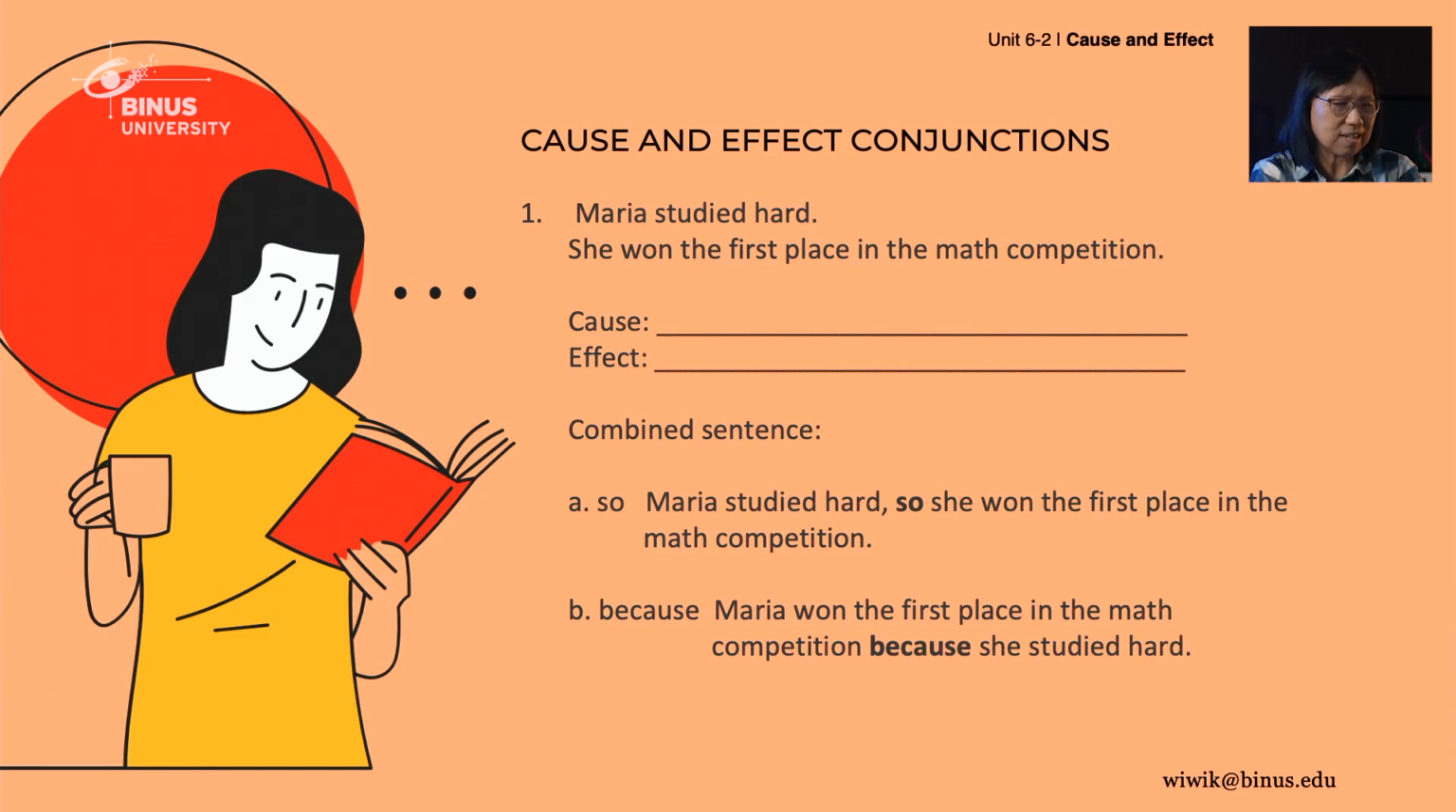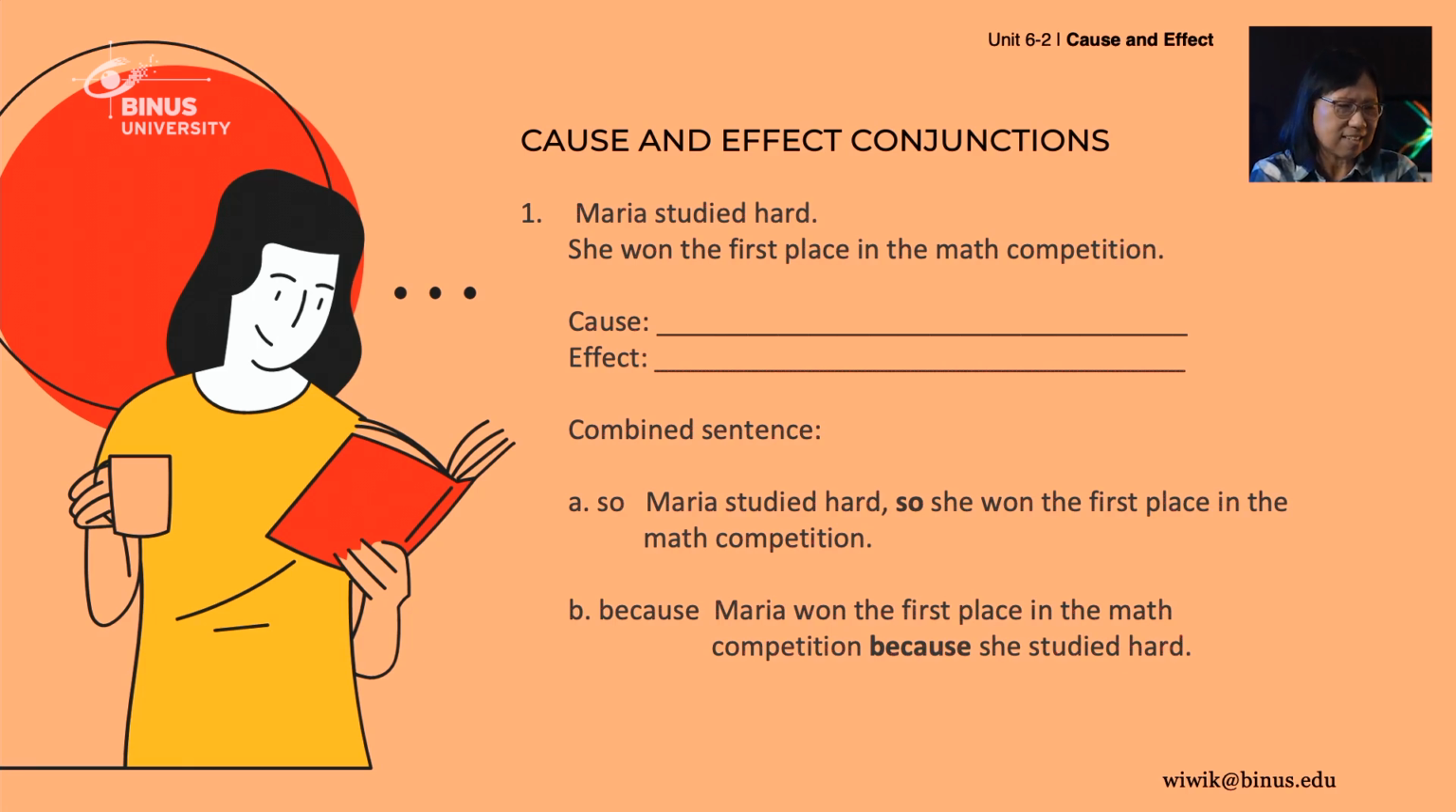If you used so, it means you use effect conjunctions. Then you can say, Maria studied hard, so she won the first place in the math competition. If you use because, then you focus on the reason. That's why your sentence becomes, Maria won the first place in the math competition because she studied hard.